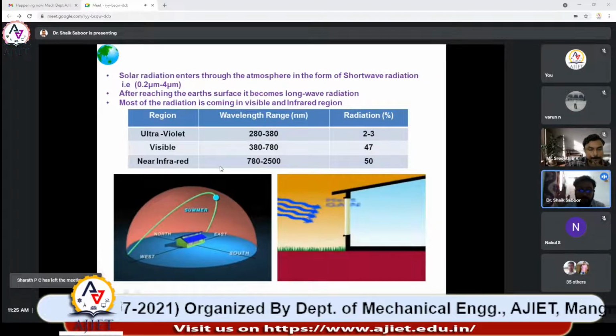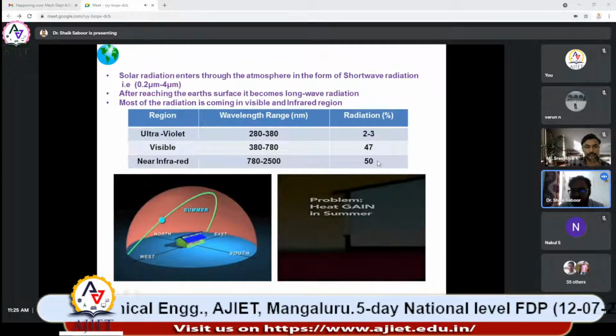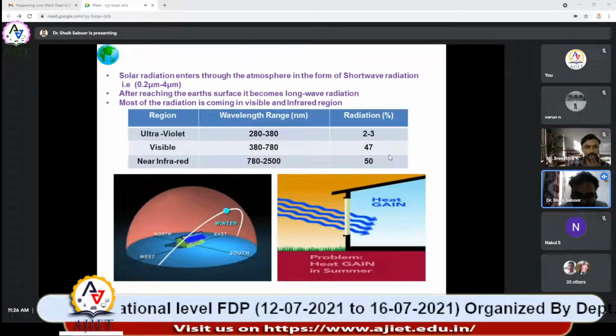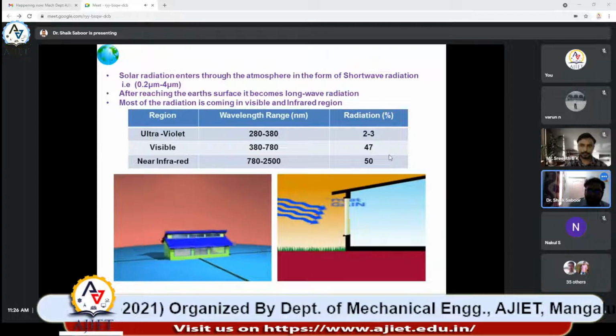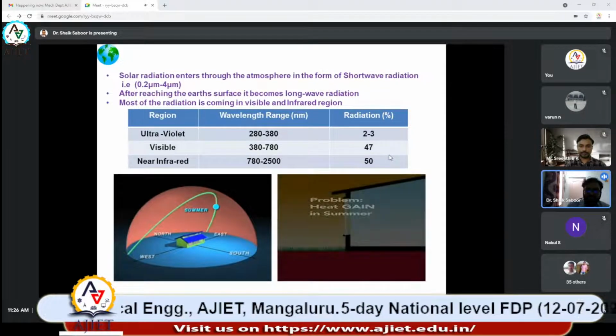Infrared goes up to 4000 nanometers, but up to near infrared will fetch us the maximum, 98 to 100% of the radiation. So when you test the glazing for the solar spectral properties, these things are very, very important.